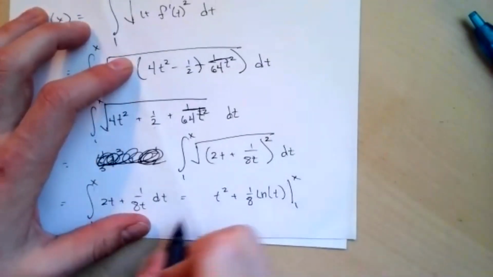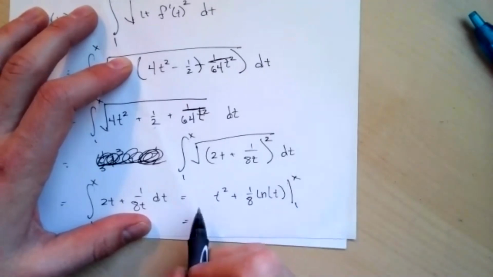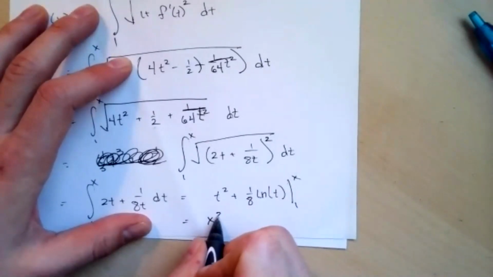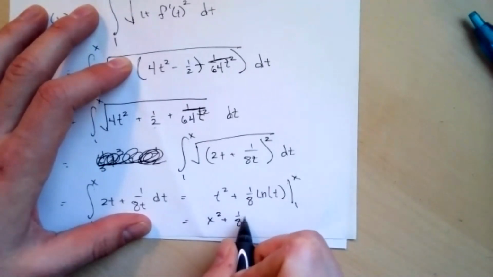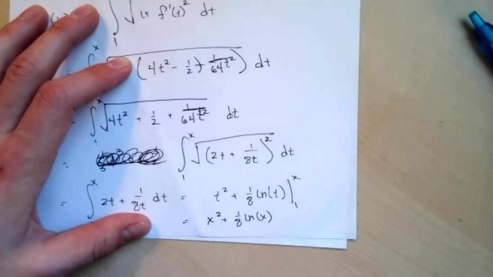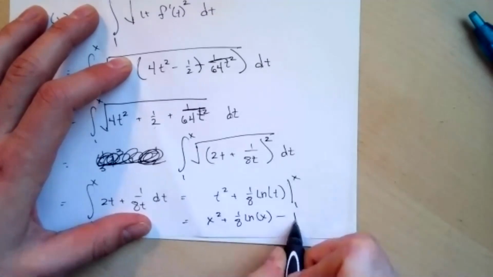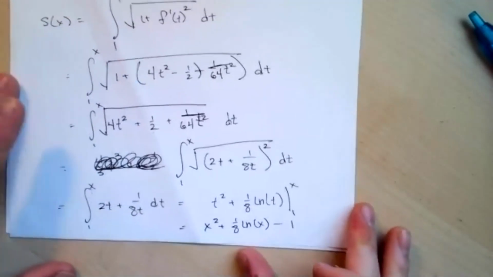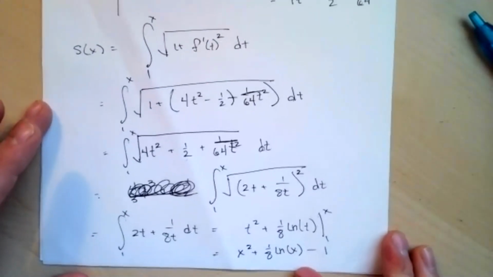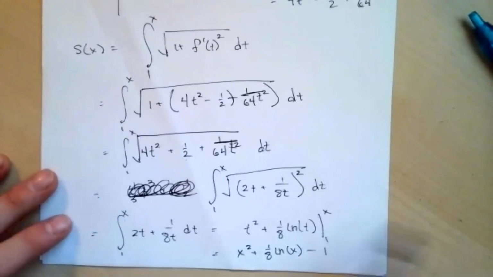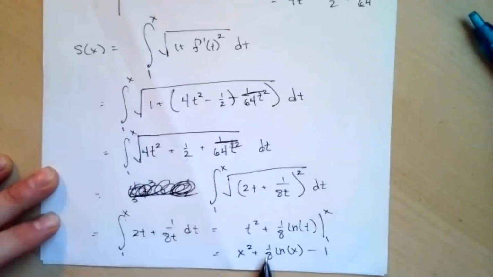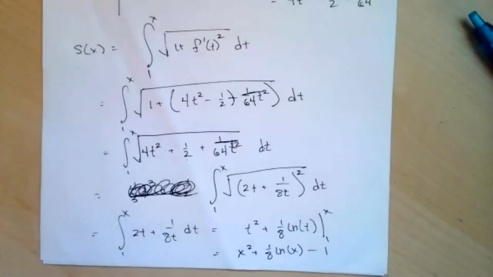You do need to make sure you're plugging in the constants. It's not always going to be 0. So of course we're going to have x squared plus 1/8 natural log of x, and then some constant term. So it looks like minus just a 1 there. So our arc length itself as a function of x follows that guy.